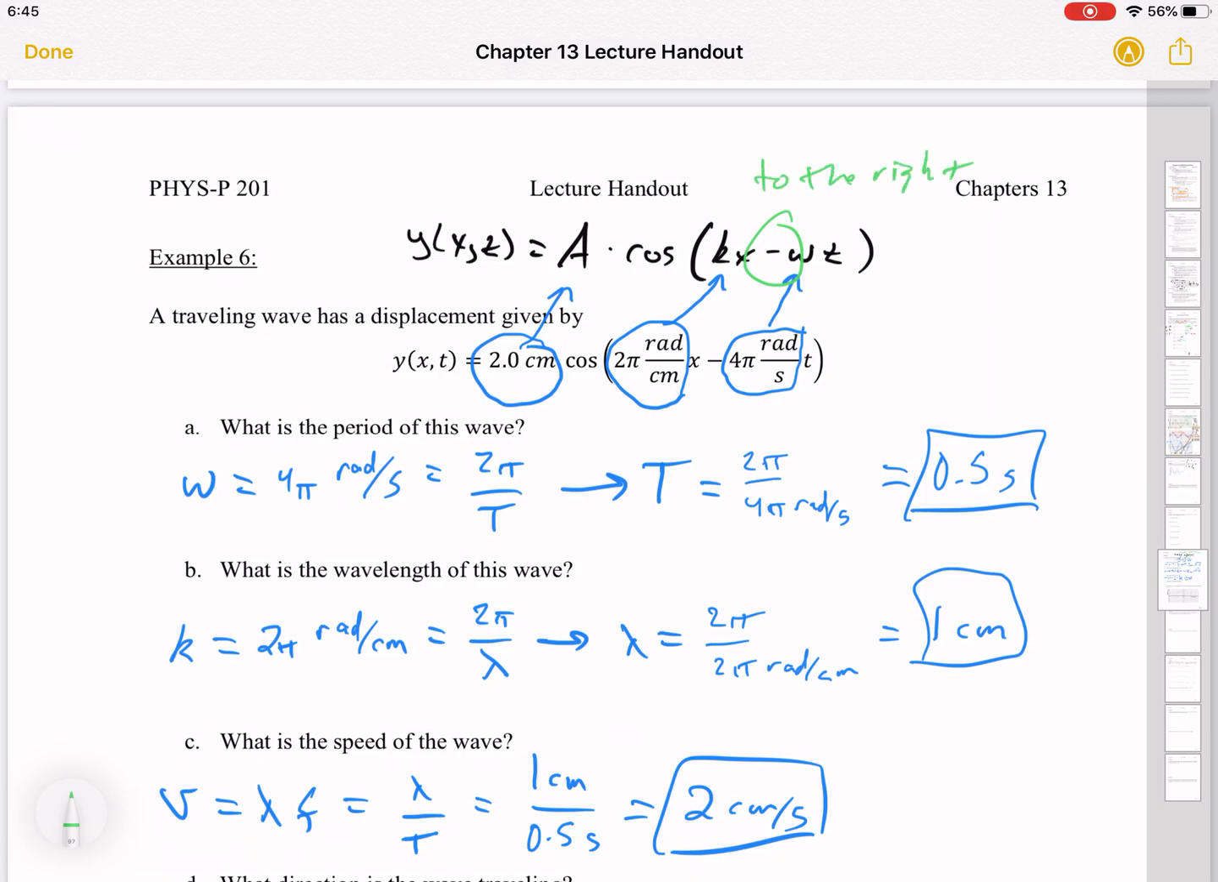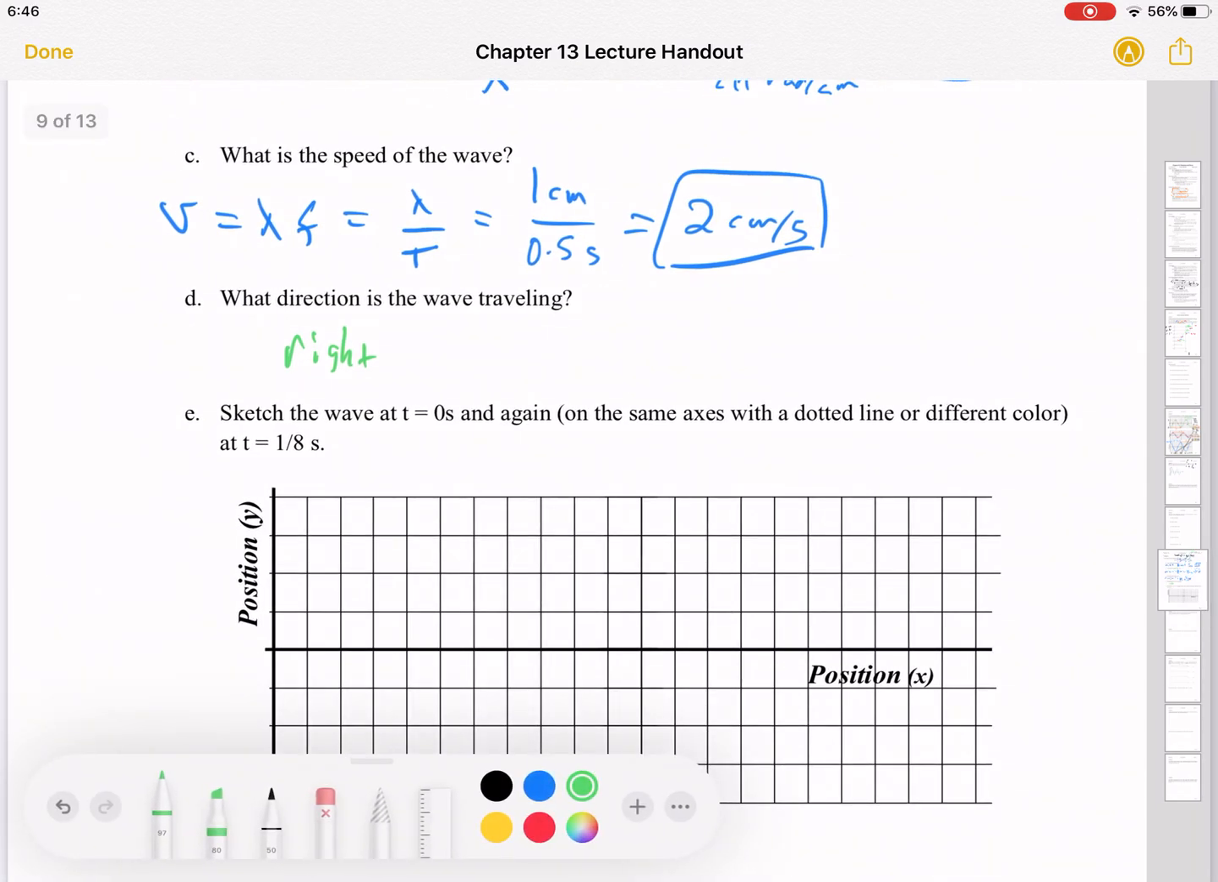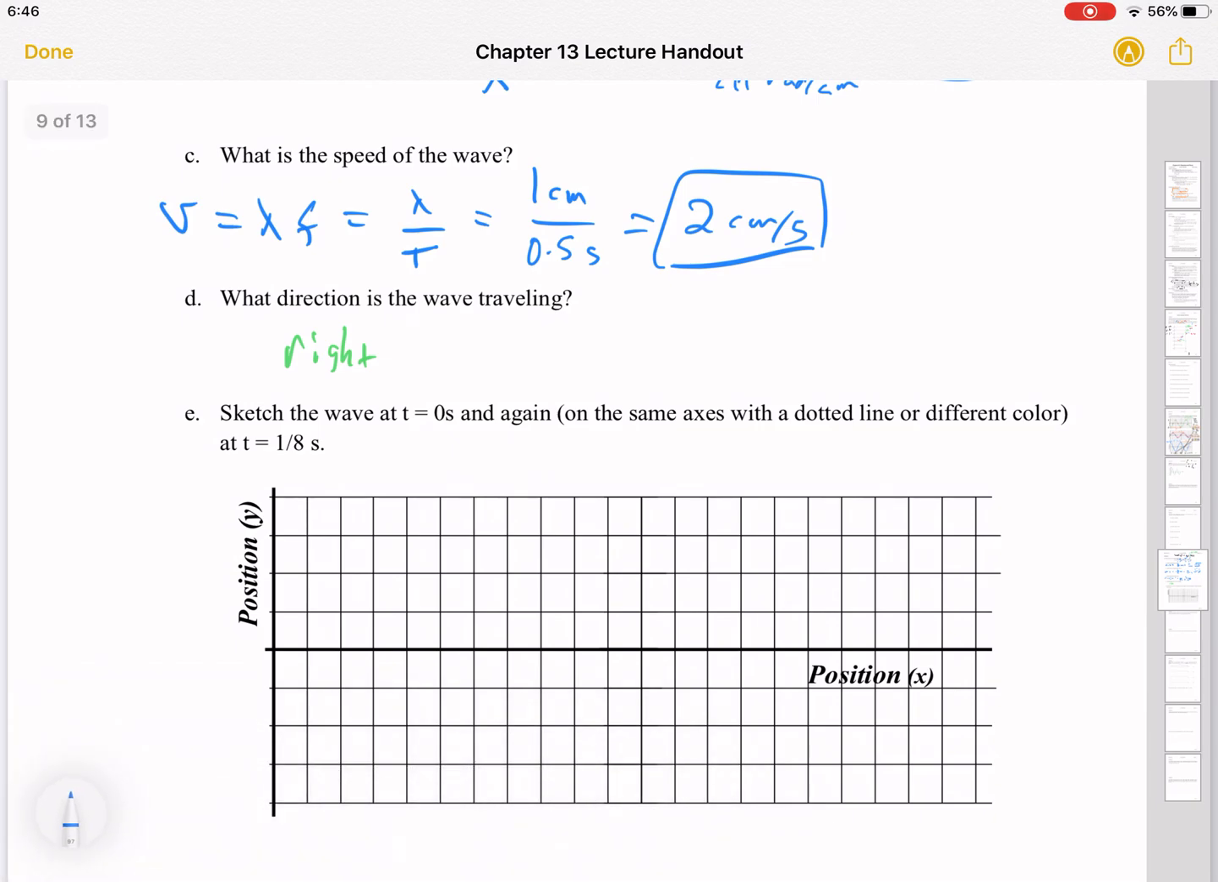And a positive sign would mean we're going to the left. So this is right traveling. And then the last thing here, let's do this quickly. Sketch this wave and then sketch it again at an 1/8 of a second.